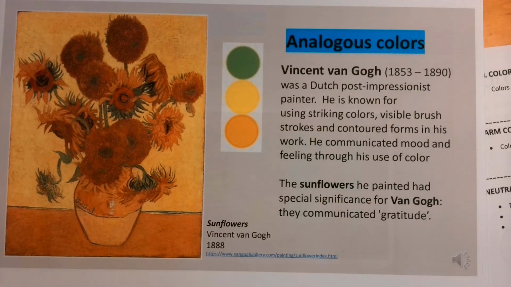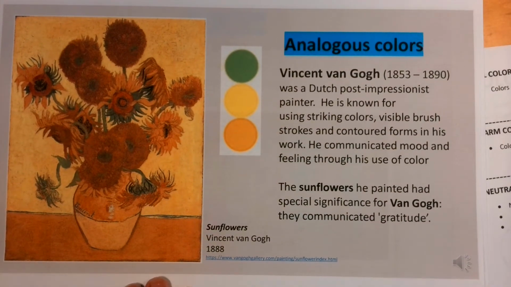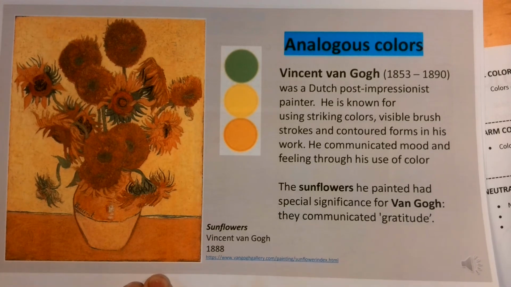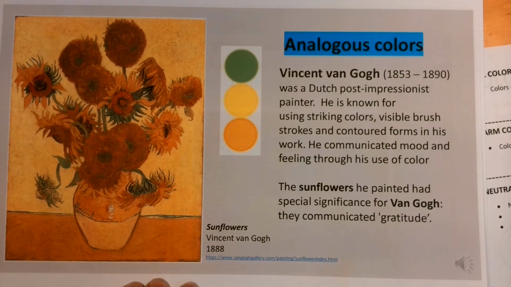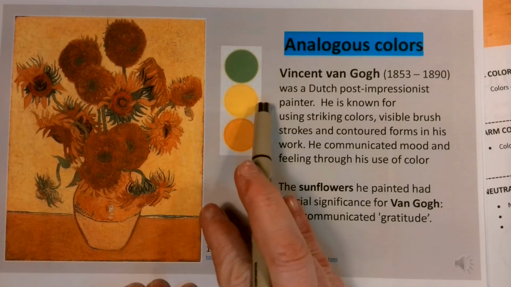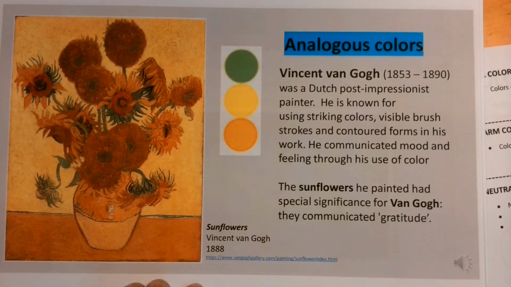So here we see a Vincent van Gogh painting. He was a Dutch post-impressionist painter. He's known for using striking colors, visible brush strokes, and contoured forms in his work. He communicated mood and feelings through his use of color. The sunflowers that we see him painting here had significant meaning to him. They communicated gratitude. And here we see him using yellow, yellow orange, and yellow green. Yellow in all of them, but they sit three in a row on the color wheel. So they are analogous colors.